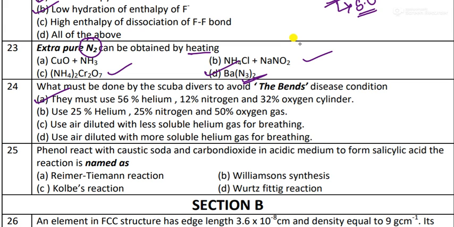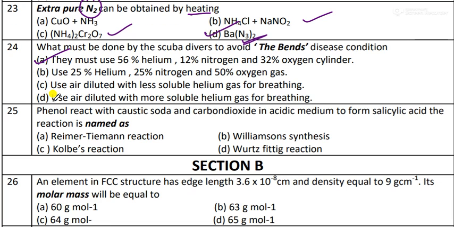Suppose I want to prepare pure N2 by heating. Metal azides undergo decomposition easily. Metal azides easily will give N2 only. So this one is the best way only. Question number 24. Remember, all of these will also give it, this one also will give, this one also. But this is the best method only. Look at this question now.